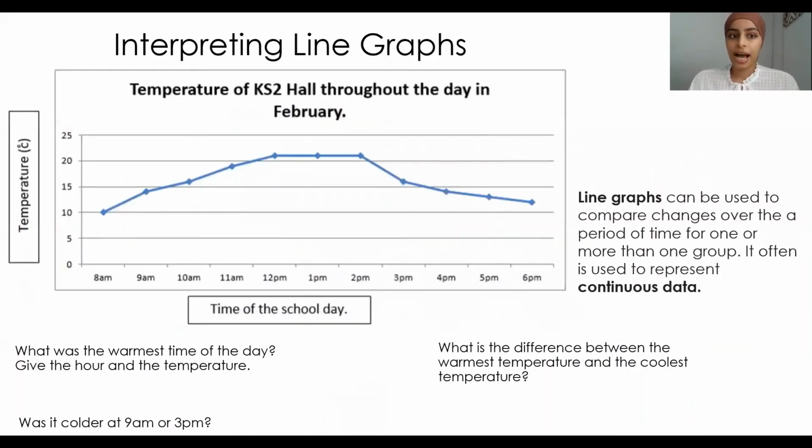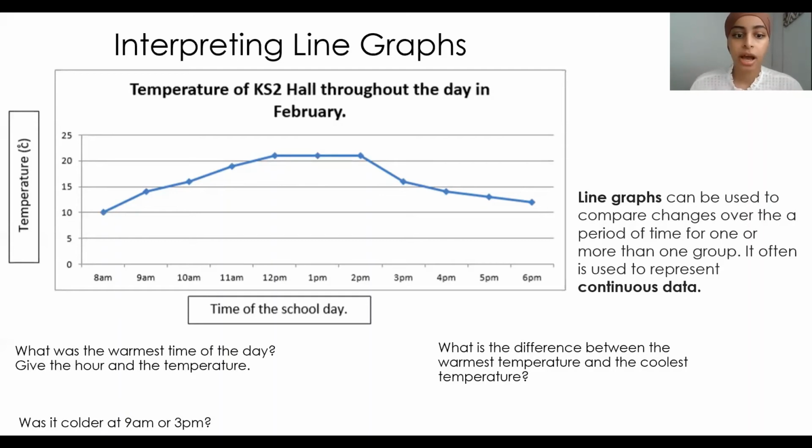Okay. And our last type of graph that we're going to look at, so we are looking at line graphs. Line graphs can be used to compare changes over a period of time for one or more than one group, and it often is used to represent continuous data. So let's first start off by interpreting this data that we've got in front of us. It is titled Temperature of Key Stage 2 Hall throughout the day in February. So we're looking at a change in temperature over a day.